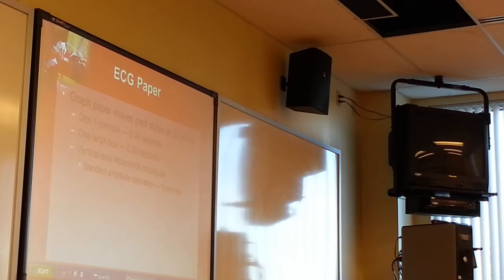Okay. Graph paper moves along the stylus at 25 mm per second. What is that? Millimeters per second. Now, one small box is 0.04 seconds, and one large box is 0.20 seconds. So how many little boxes are in the big box? 5. 5.